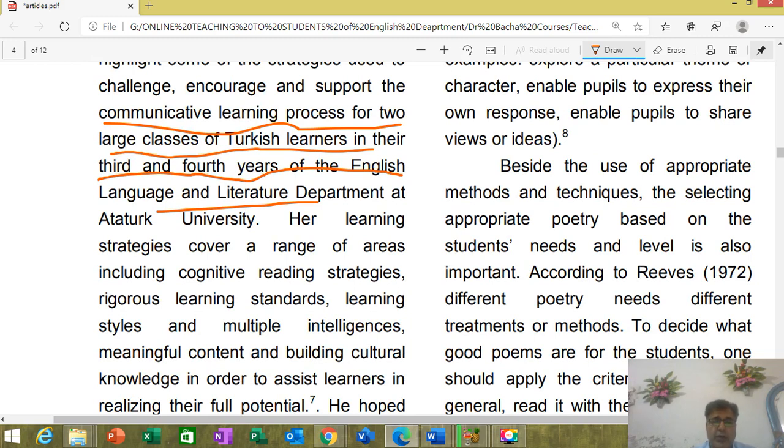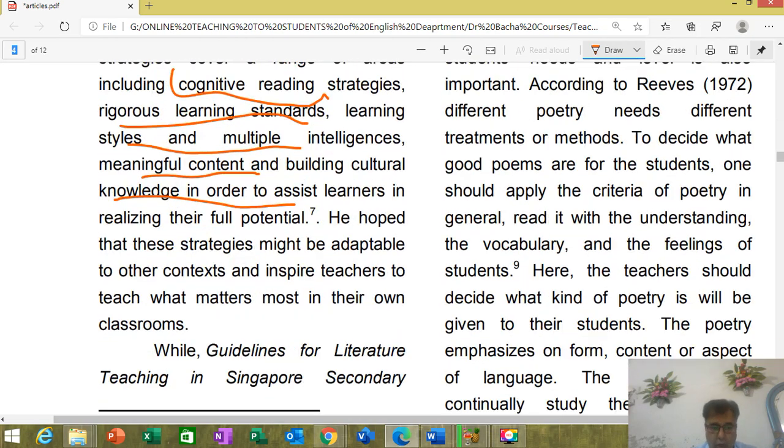Her learning strategies cover a range of areas, including cognitive reading strategies, rigorous learning standards, learning styles and multiple intelligences, meaningful content, and building cultural knowledge in order to assist learners in realizing their full potential. All right. She hoped that these strategies might be adaptable to other contexts and inspire teachers to teach what matters most in their own classroom.